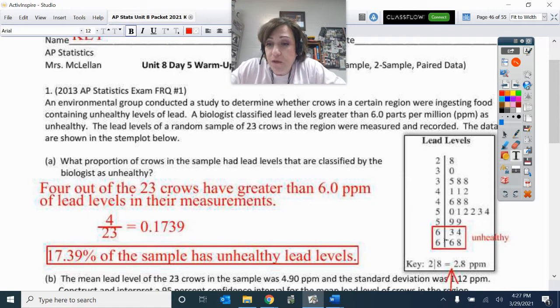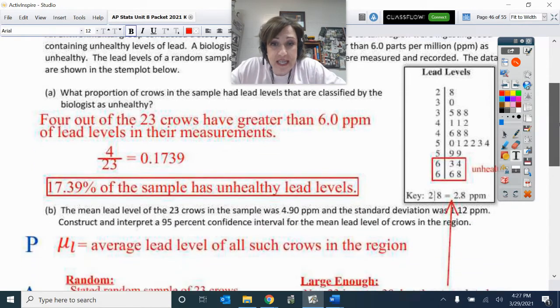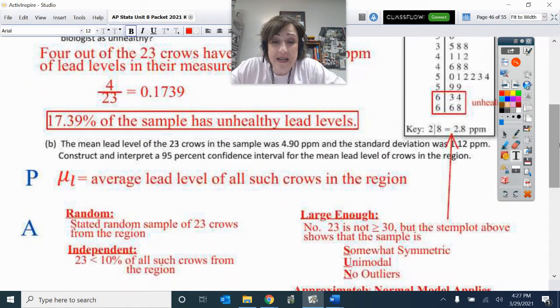So that was just these 4 out of those 23 that were unhealthy. So 17.39% of the sample was unhealthy. Then it asks you to make a 95% confidence interval for the average lead level of the crows in that region. So you want to define your parameter. Mu equals the average lead level of all such crows in the region.